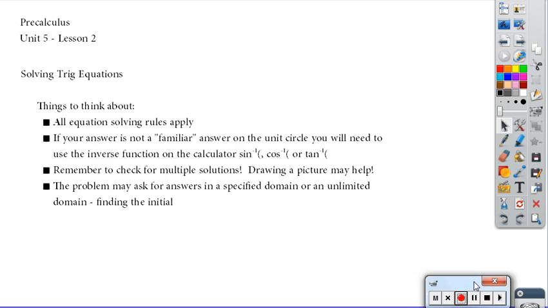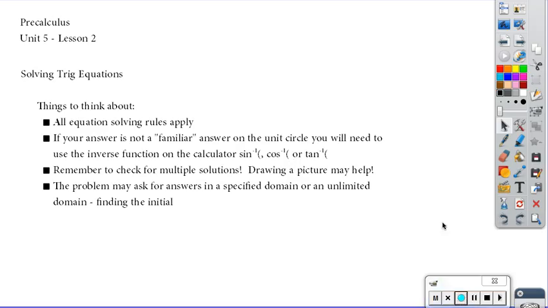Things to think about when you're solving a trig equation is that all equation solving rules apply. If your answer is not a familiar answer in the unit circle, you're going to need to use the inverse trig functions when you calculate inverse sine, cosine, tangent. Remember to check for multiple solutions. We'll see what that looks like.